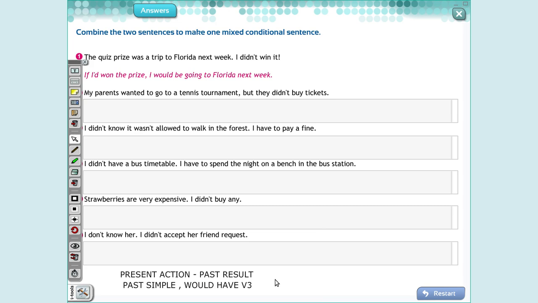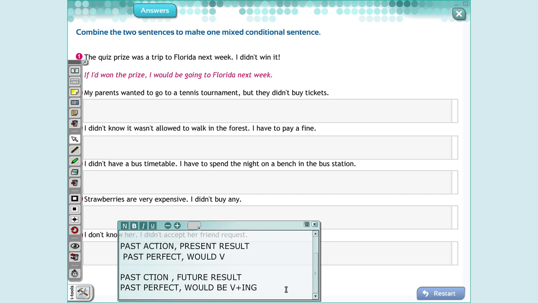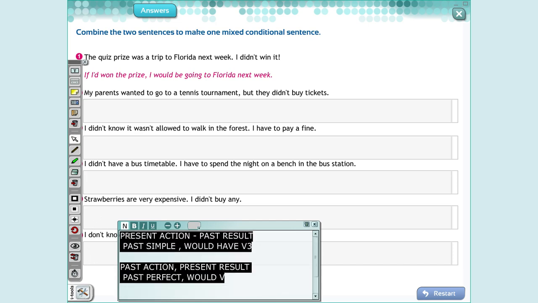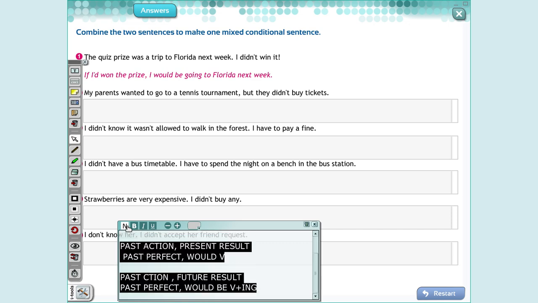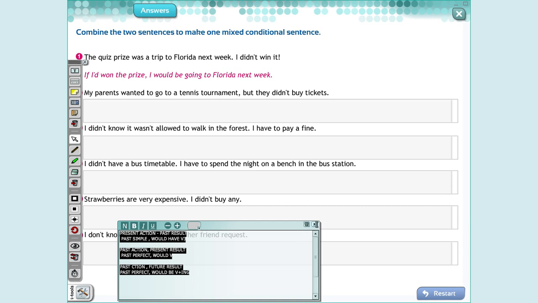Oh, it's not going to appear here. I don't know how I can make it smaller. Maybe like this.